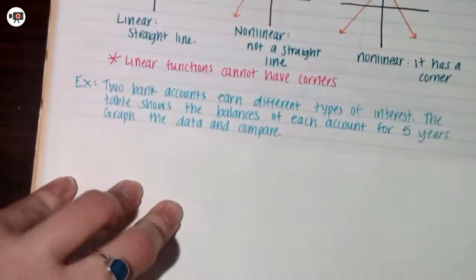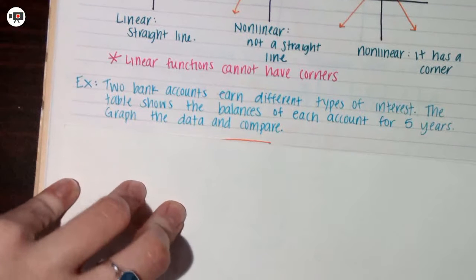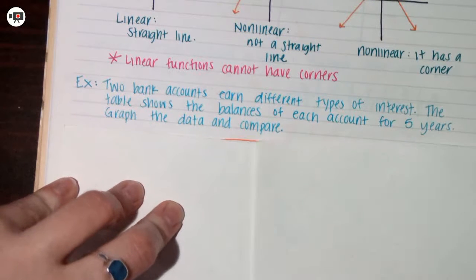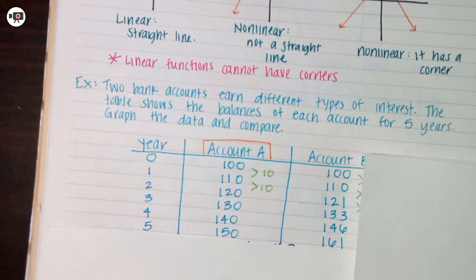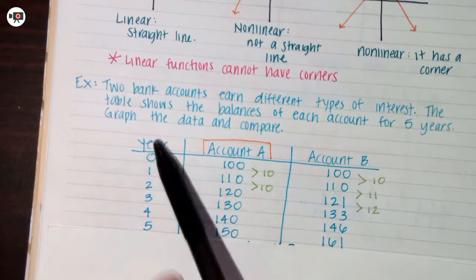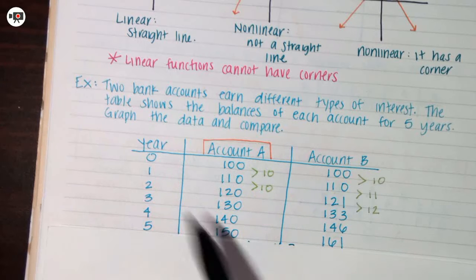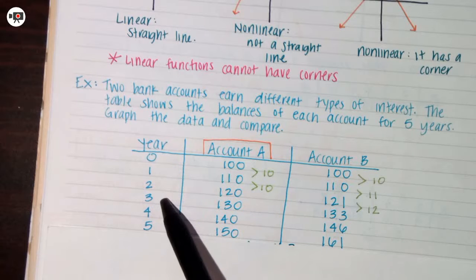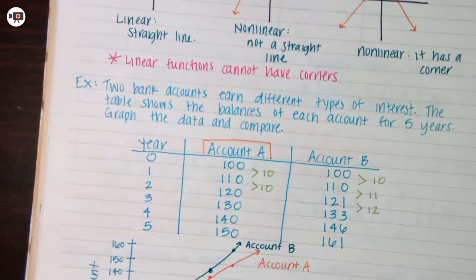So we have 2 accounts, and they each earn different types of interest. The table shows the balances of each account for 5 years. We are going to graph and compare the data in the table. So we can see the years, we have account A and account B. Now I'm going to graph them with years on my x-axis and the amounts going up in my y-axis.